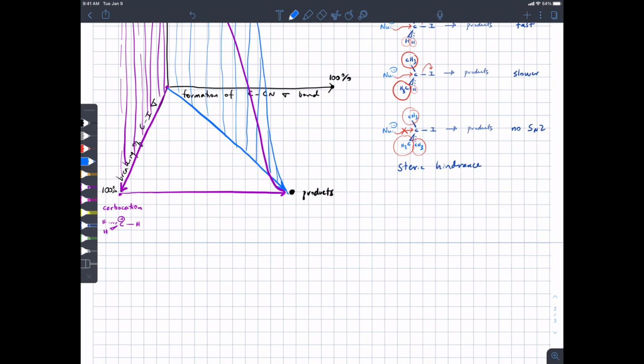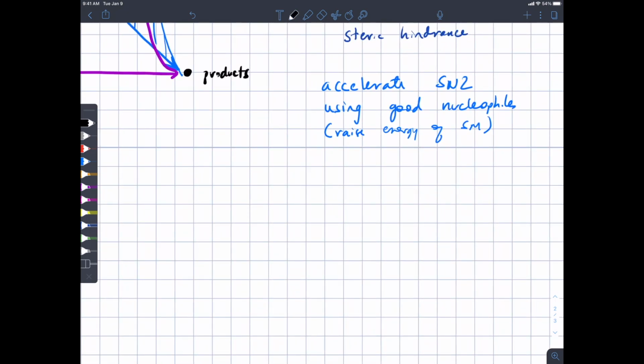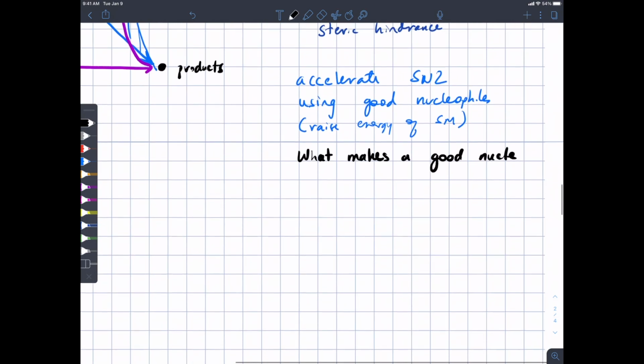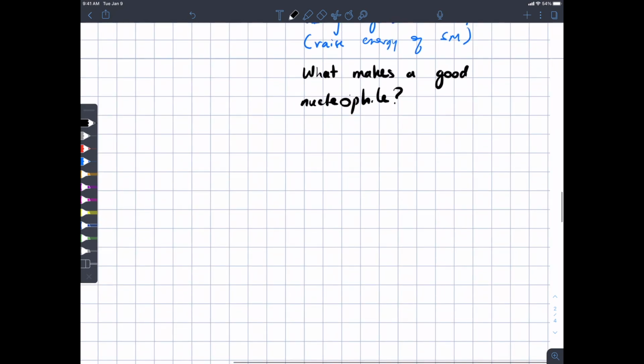And so one way that you can accelerate SN2 is by using good nucleophiles. Good nucleophiles would raise the energy of the starting material and decrease the amount of distance you've got before you can go over that barrier. So this allows us to ask the question, what makes a good nucleophile? And fortunately, what makes a good nucleophile good is related to pKa information.